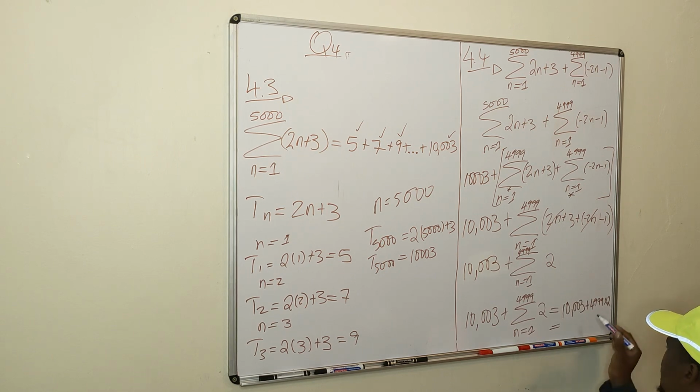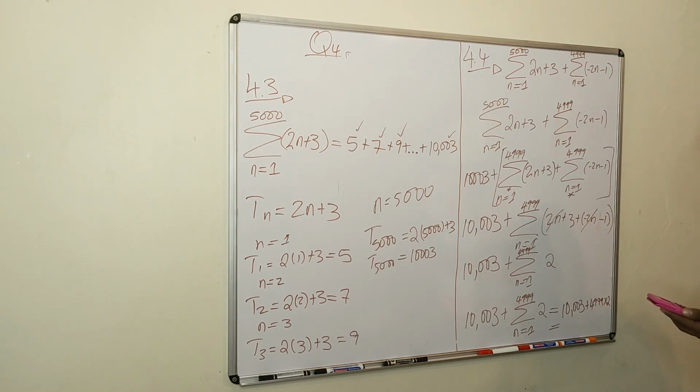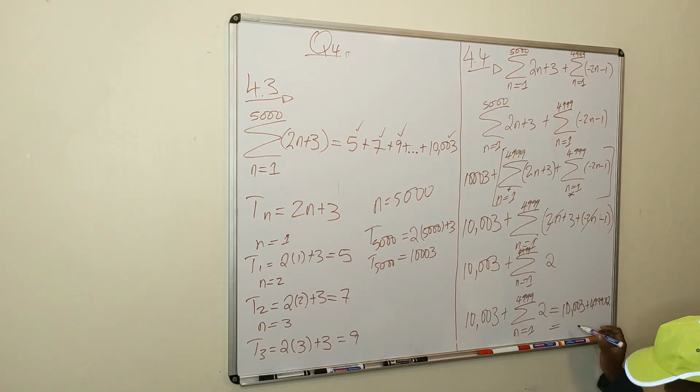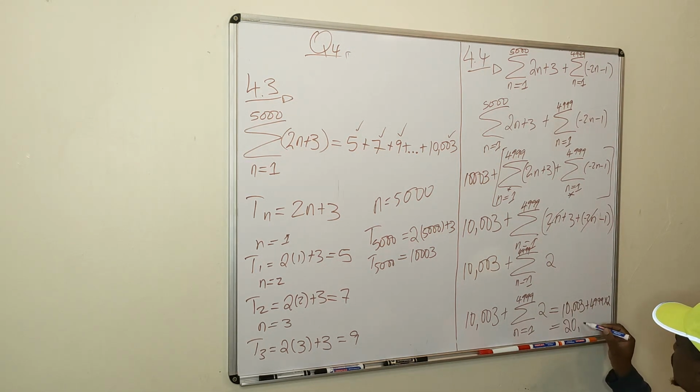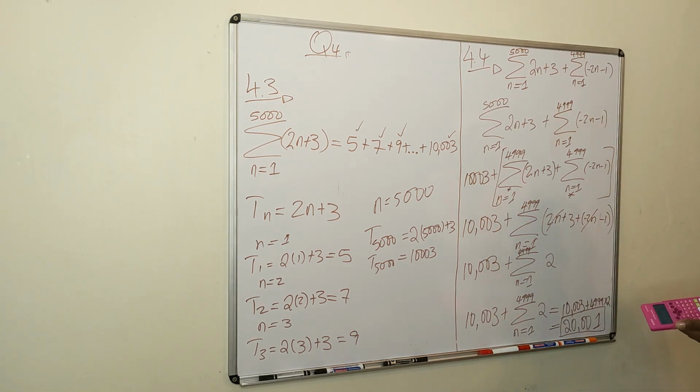And then what is your answer to that? Just add this on a calculator. So what? 10,003 plus 4,999 worth of 2's. So I'm left with 20,001. So this is the sum of this series. And we're done here. Move to the next question.